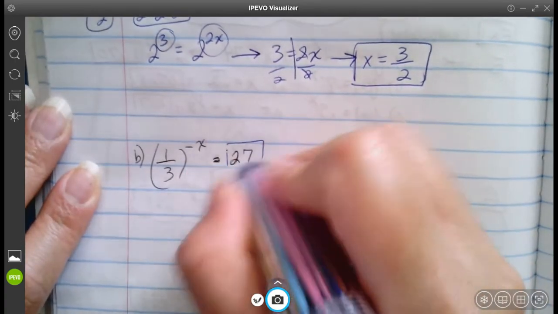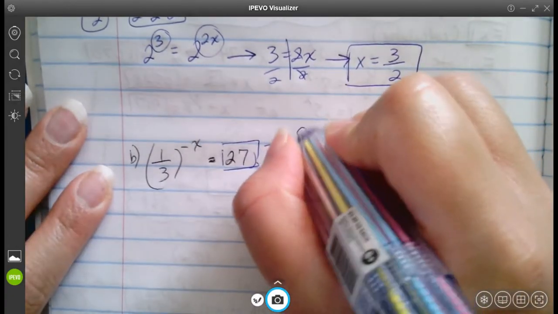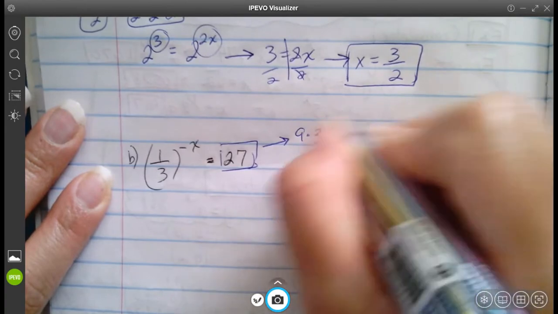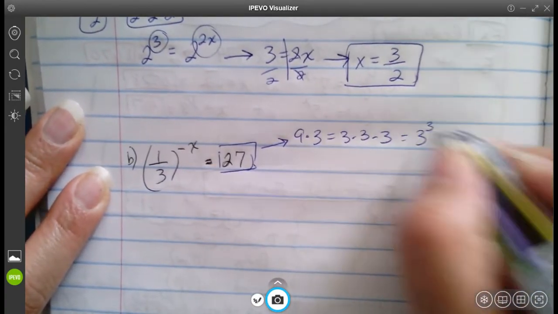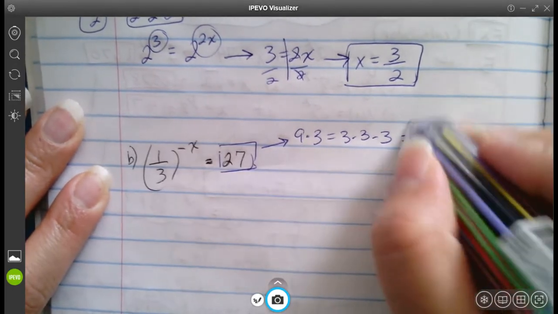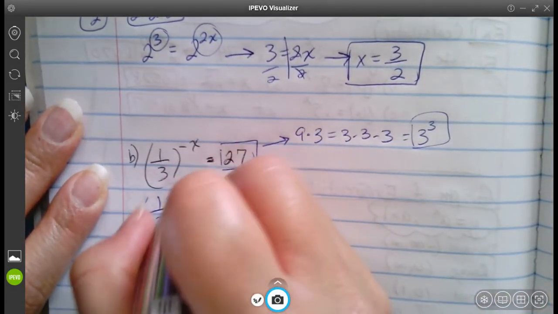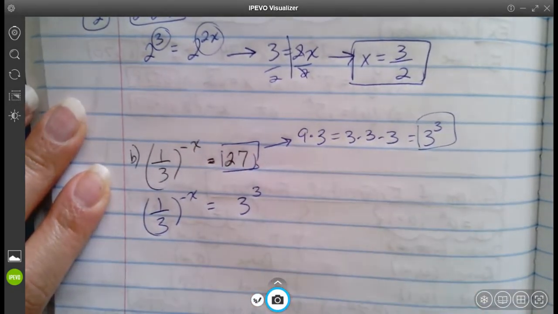I'll do some side work here: 27 is 9 times 3, and 9 is just 3 times 3, and then there's that other 3, right? So this is 3 to the third power. I'm going to replace that with this. So there's my first step: 1/3 to the power of negative x is equal to 3 to the third power.